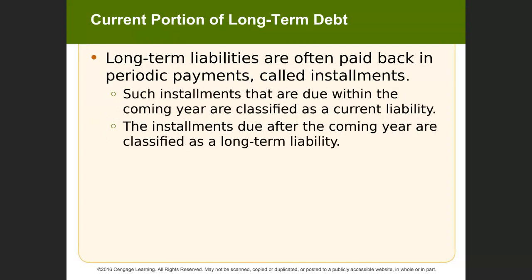Long-term liabilities are often paid back in periodic payments called installments, and such installments that are due within the coming year are classified as current liability, and the installments that are due after the coming year are classified as a long-term liability. So if you think of a house, or if a business owns a building and they still owe 6 years on the building, that first year is always going to be considered current, and the following years are going to be considered long-term.